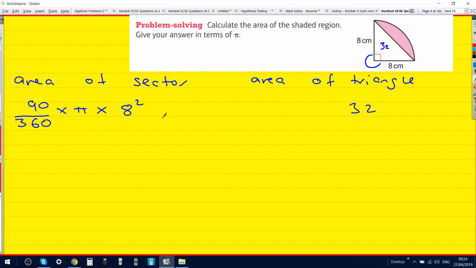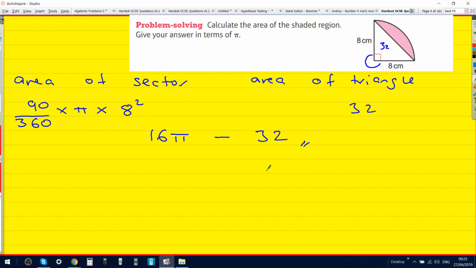Okay. So that's a quarter of 64. That's 16. So that's 16 pi. That's 32. And what do you do to get the shaded region? Wait, sorry, where did you get 16 pi from? 1/4 times pi times 8 squared. Oh, right, okay. So 16 pi. Do I need to calculate the area of the shaded region? So, do I do 16 pi minus 32? Yes. This is the total area, that's the white area, and so it gives you the shaded area. Let's give your answer in terms of pi. So that's your answer then.